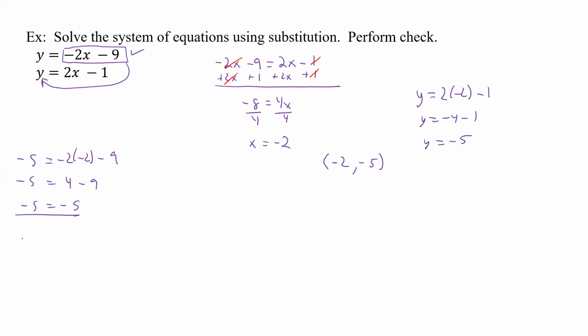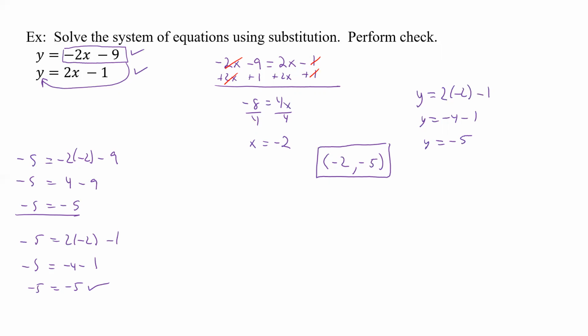What about the other one? The other one is negative 5 equals 2 times negative 2 minus 1. Negative 5 equals negative 4 minus 1, and negative 5 equals negative 5. So it works in that one, and so we know that is the solution.